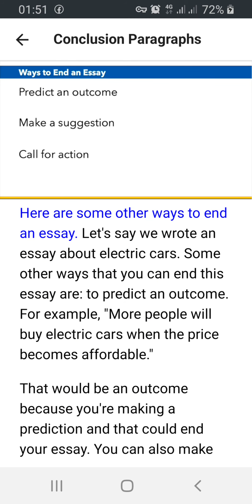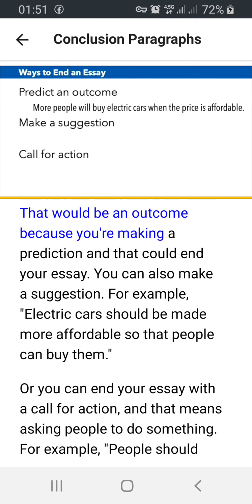Here are some other ways to end an essay. So let's say we wrote an essay about electric cars. Some other ways that you can end this essay are to predict an outcome. For example, more people will buy electric cars when the price becomes affordable. That would be an outcome because you're making a prediction, and that could end your essay.